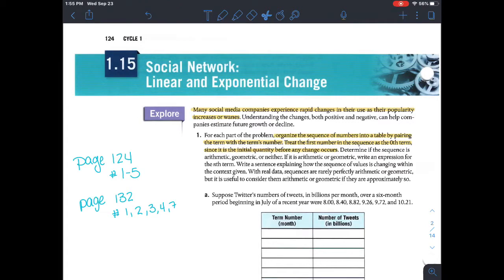So we are on 1.15, and this is going to be our last book section before we take a little break and do another project.